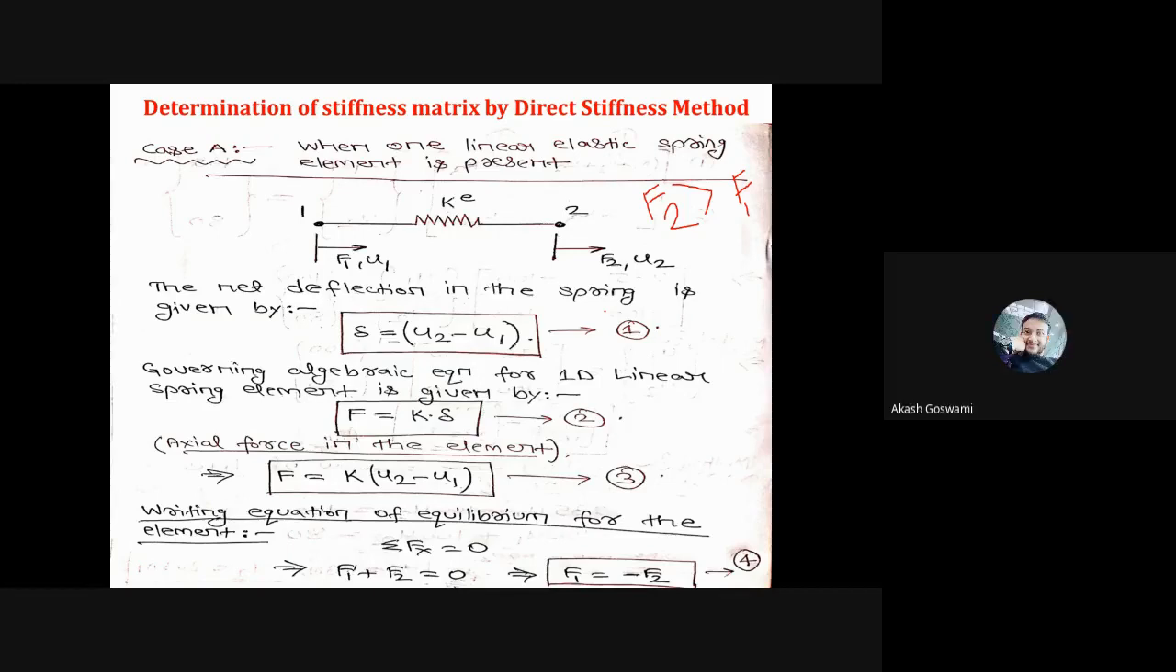I also know that the governing algebraic equation for a one dimensional spring element is F is equal to K into delta. For this element, delta is nothing but this value, and K is the stiffness of the element, that is K element. So I can write this equation as F is equal to the stiffness of the element into delta, the linear deflection of the element. Yes or no?